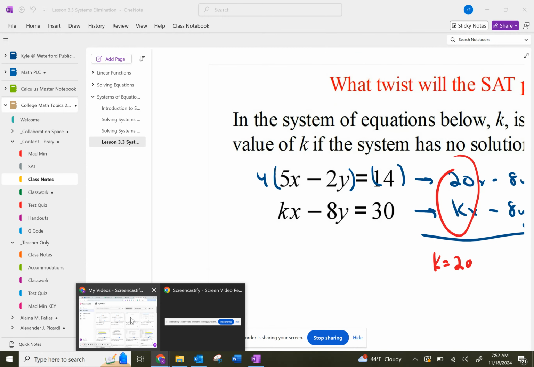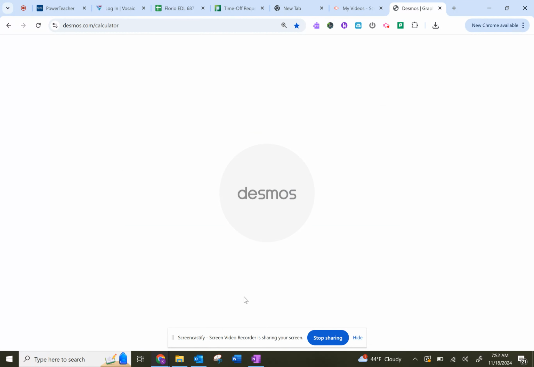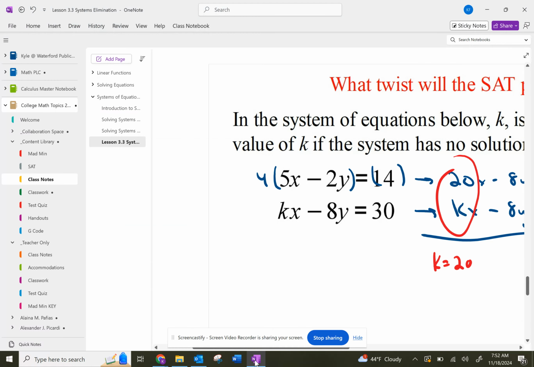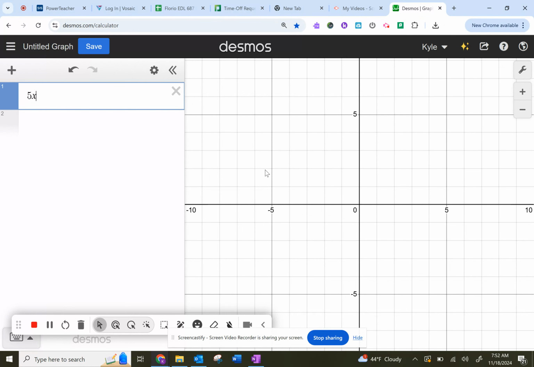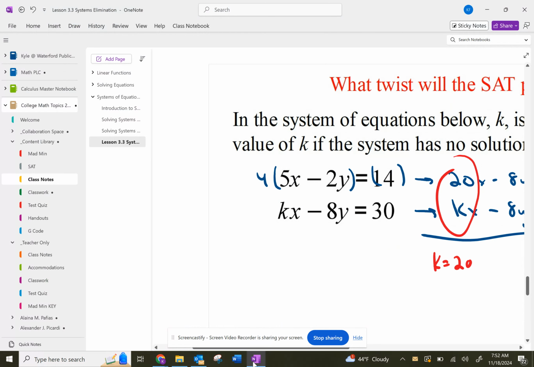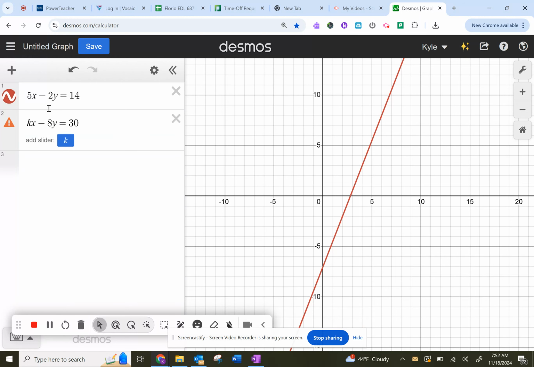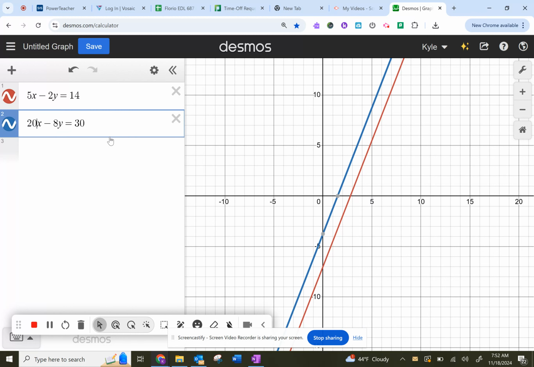I just want to show you what it looks like on Desmos. 5x minus 2y equals 14. And kx minus 8y equals 30. Alright, so if I make this k 20, I should create parallel lines that'll never intersect, which is what I wanted.